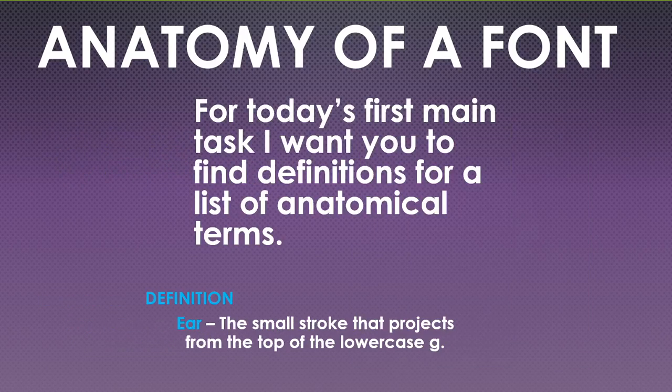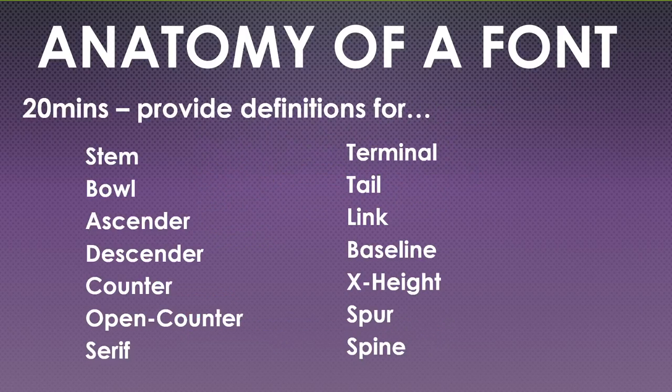So, for today's first main task, I want you to find definitions for a list of anatomical terms. You have 20 minutes to find me definitions for each of these. Actually, 20 minutes seems a little bit tight. I'll give you half an hour. You have half an hour to find definitions for all of these: a stem, a bowl, an ascender, a descender, counter, an open counter, serif, terminal, tail, link, baseline, x-height, spur and spine.